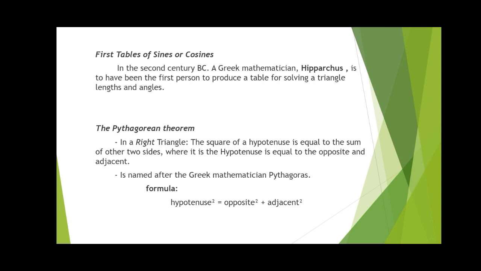The Pythagorean theorem. In a right triangle, the square of the hypotenuse is equal to the sum of the squares of the other two sides, the opposite and adjacent. It is named after the Greek mathematician Pythagoras. The formula is hypotenuse squared is equal to opposite squared plus adjacent squared.